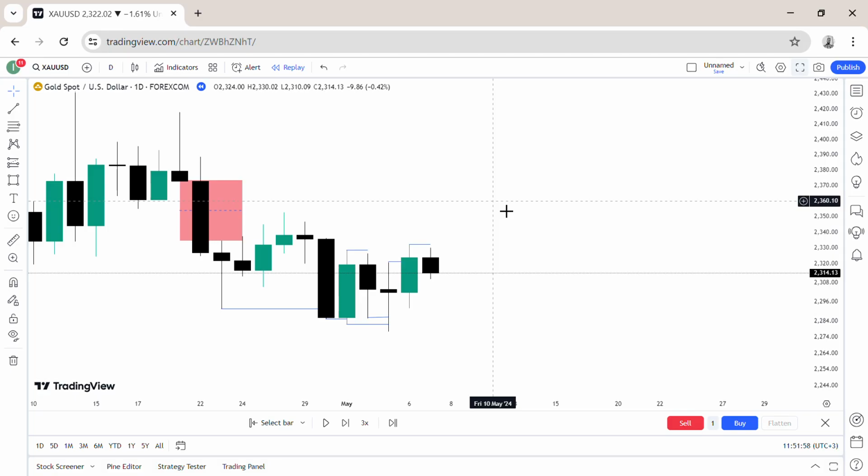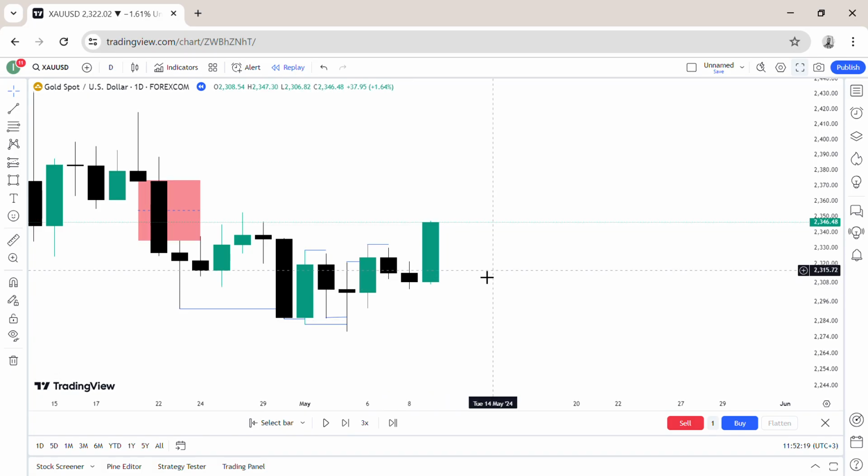expectations in the market. Okay, so now because this closed bearish, I wouldn't have such a bias. I can't say I'm going to be bullish the next day or I'm going to be bearish the next day. So I'm just letting that play out. Let's see what happens.